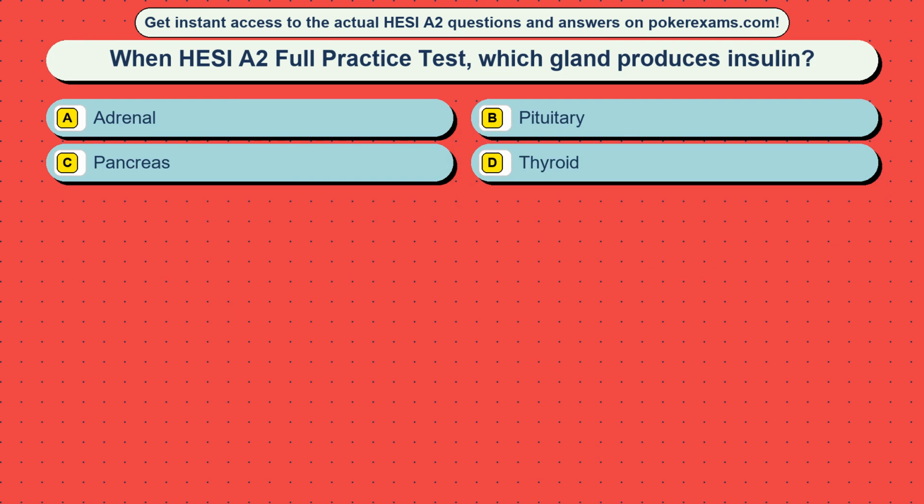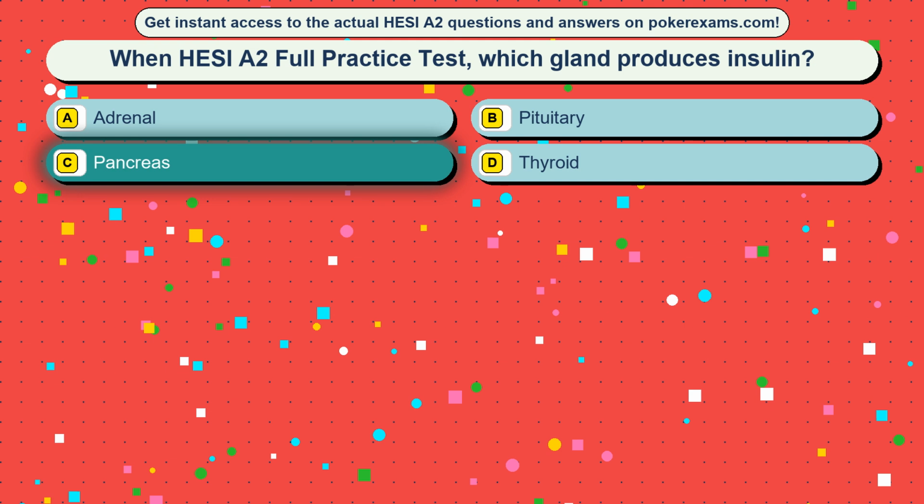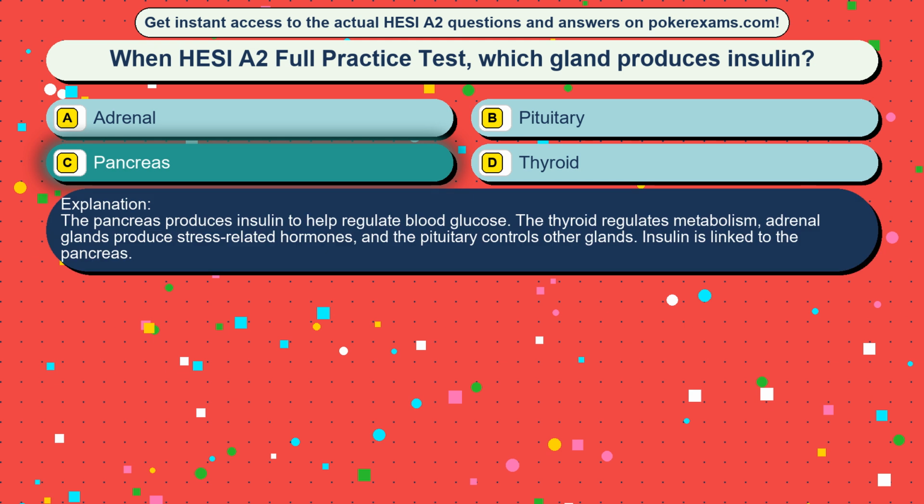Question 19. When HESI A2 full practice test, which gland produces insulin? Option A, adrenal, option B, pituitary, option C, pancreas, option D, thyroid. The correct answer is option C, pancreas. The pancreas produces insulin to help regulate blood glucose. The thyroid regulates metabolism, adrenal glands produce stress-related hormones, and the pituitary controls other glands. Insulin is linked to the pancreas.